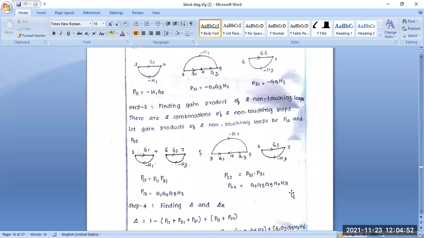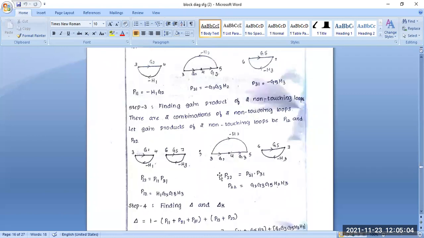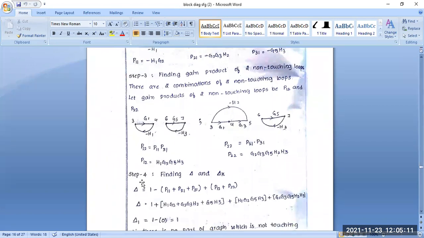Okay. So this P is basically what you have to represent, that is a forward path gain. We have to calculate it earlier, first step. Then we have to calculate any loop gains present. Then we have to calculate whether two non-touching loops are present or not.